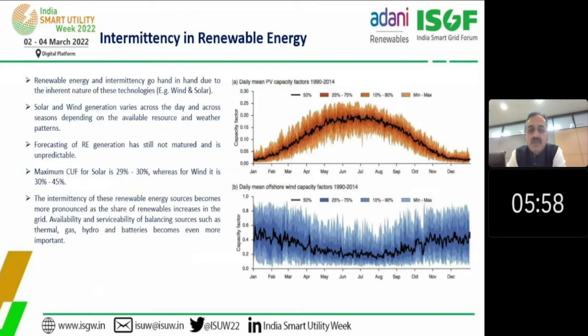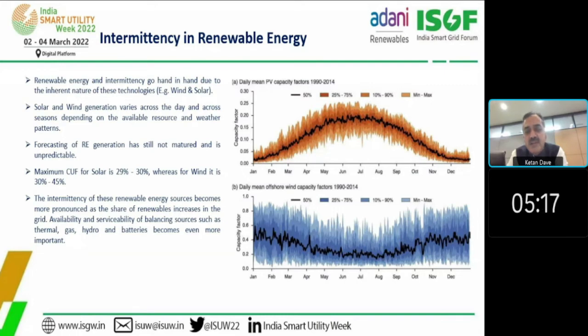Yeah, I try to demonstrate the intermittency of the renewable. The above graph is the daily generation pattern on a yearly basis for the solar, and the bottom one is for the wind. Renewable energy and intermittency go hand in hand due to the inherent nature of both the solar as well as the wind. And the patterns of daily and yearly are varying. The maximum CUF for solar project is in terms of 29 to 30% with present new technology available as of today, whereas for the wind, it is ranging from 30 to 45%.